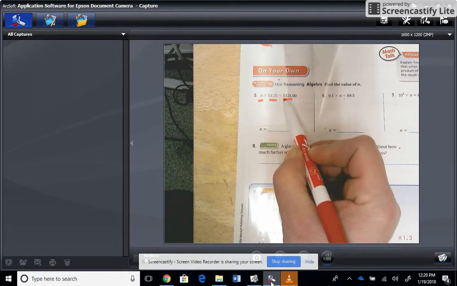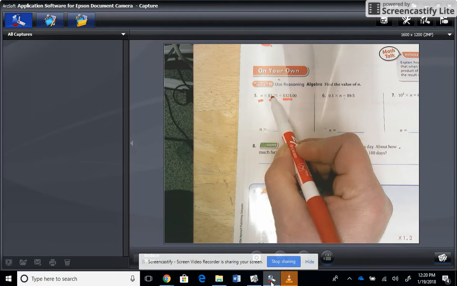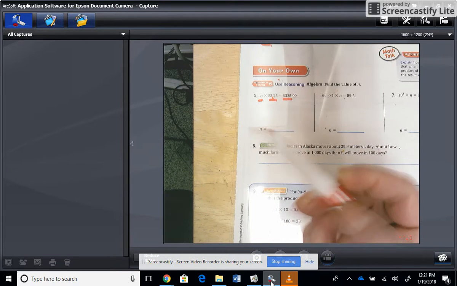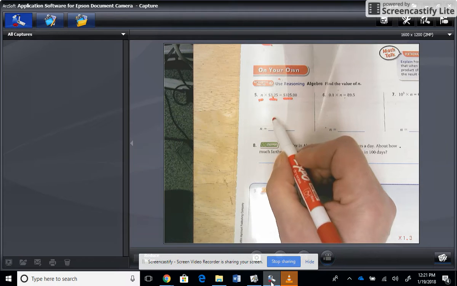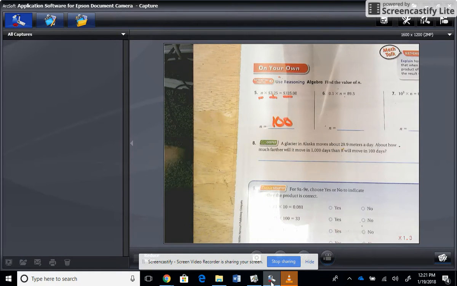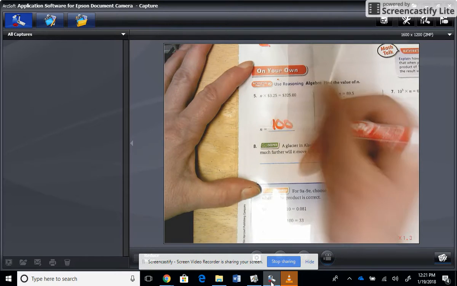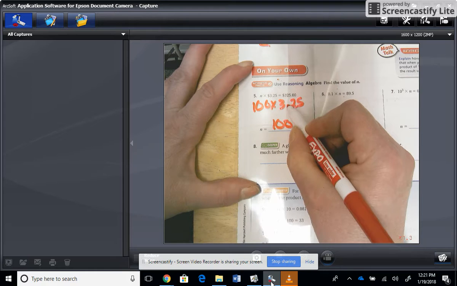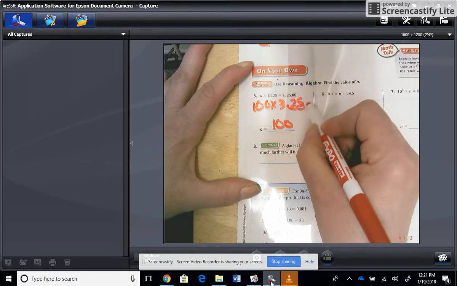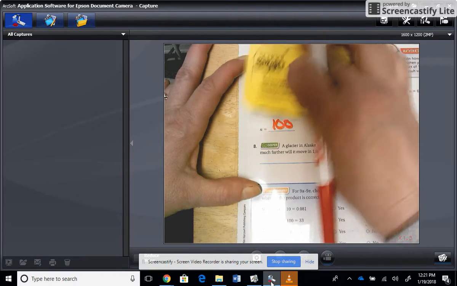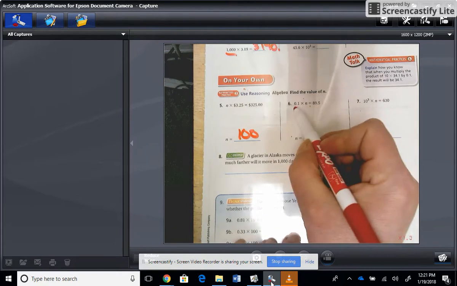From here to here, it moved 2 places. What base 10 has 2 places? You're correct. It's 100. So 100 times $3.25. If I move my decimal 2 places, I get $325. I always like to check my work to see if I've got it correct. So let's look here. I'm taking it times a base 10.